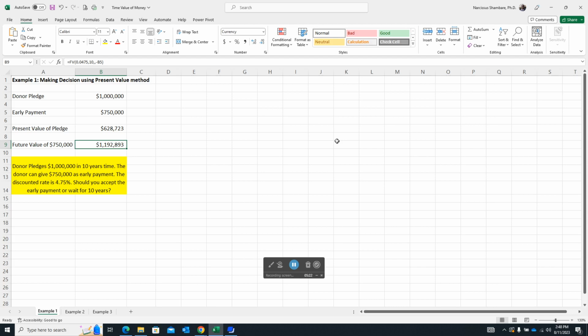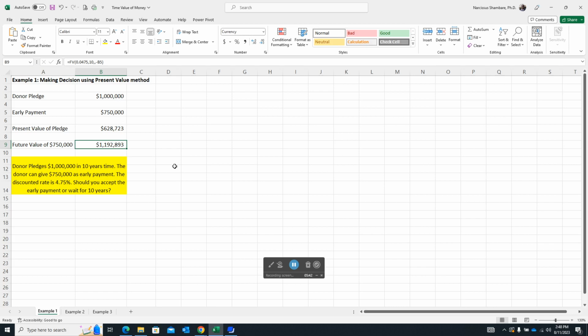So here it's actually telling us that if we're going to get 750,000 right away, we would be able to invest it at 4.75% discount rate, and we should be able to actually exceed the money that's actually being pledged right now. So our amount, 750,000, will actually be more than $1 million. It is going to be $1.1 million.